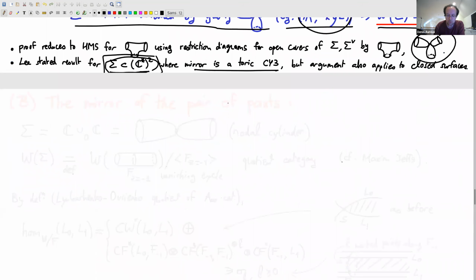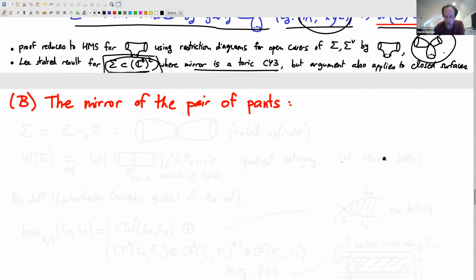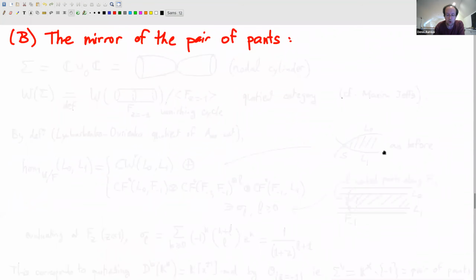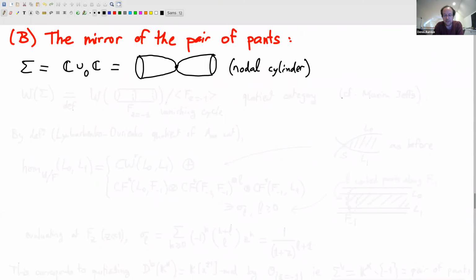Anyway, the thing that was supposed to be the punchline was the mirror of that, which means what if I put this on the symplectic side? So my first way of describing it will be again xy equals 0, now in C squared, because we want an honest complex surface, complex curve. So this is like a nodal cylinder. You can ask, what is the Fukaya category of this? First, why do we care? The answer is because that way the mirror will have a pair of pants.